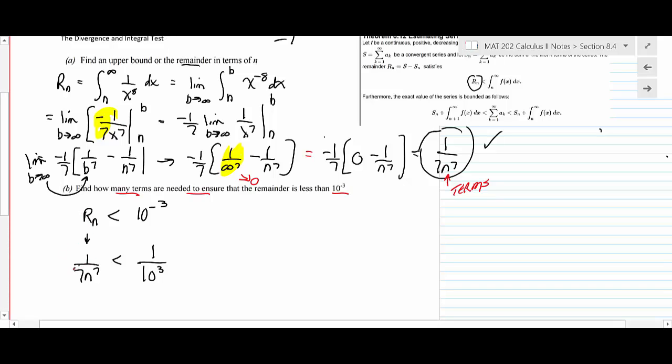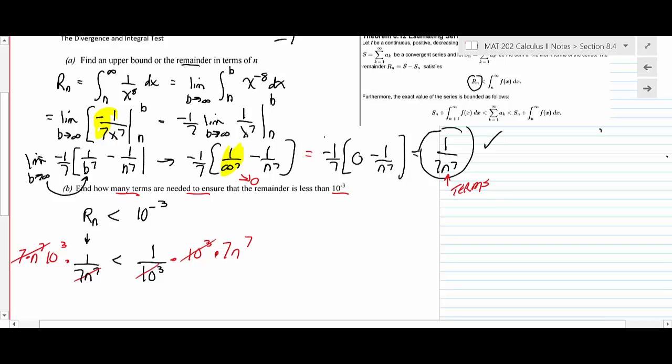The first thing I'm going to do is get rid of the 10 to the 3rd. I've got a fraction, so I'm going to multiply both sides by 10 to the 3rd. I also want to get rid of the n to the 7th. I don't care about the 7 so much, but you can get rid of the 7 if you want to. So let's just multiply by 7n to the 7th to get rid of that.